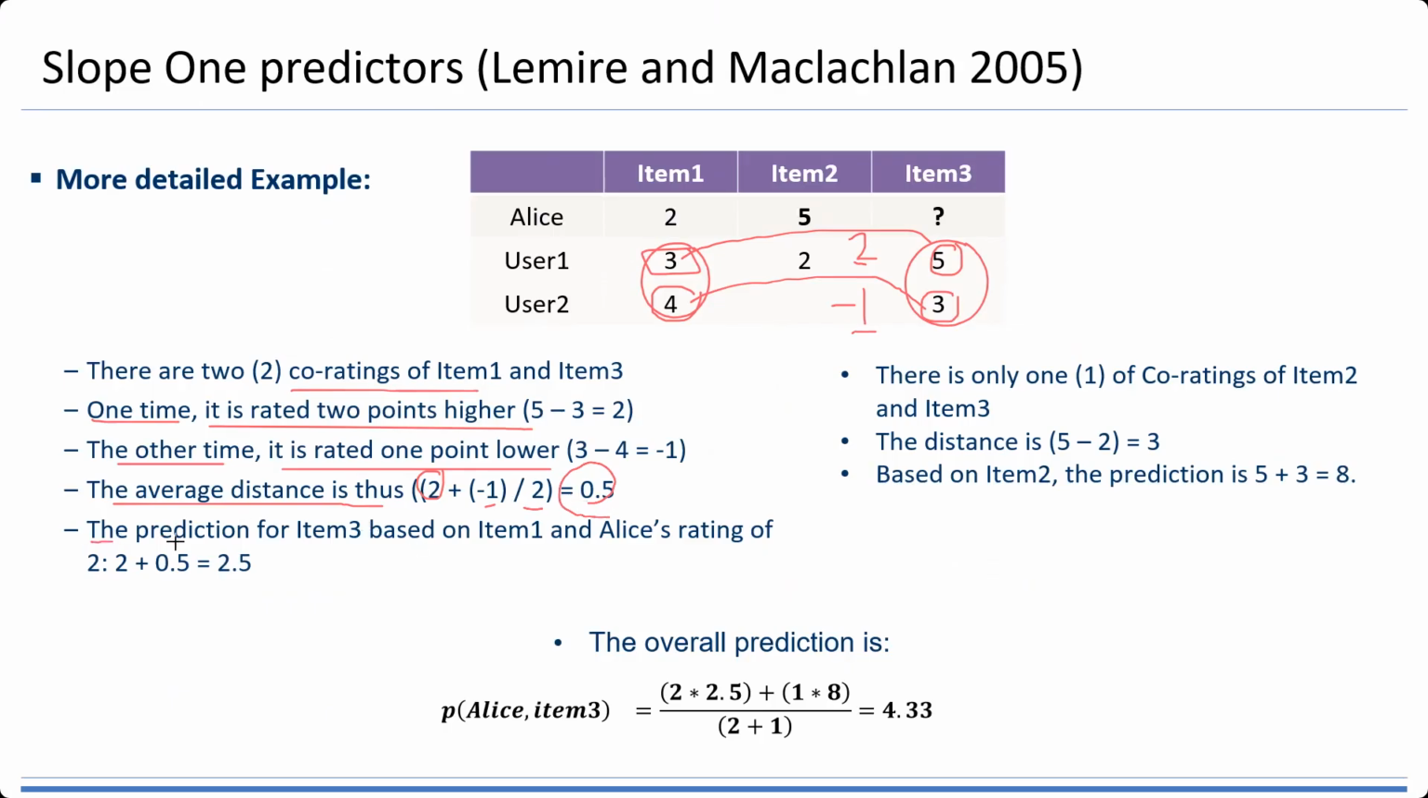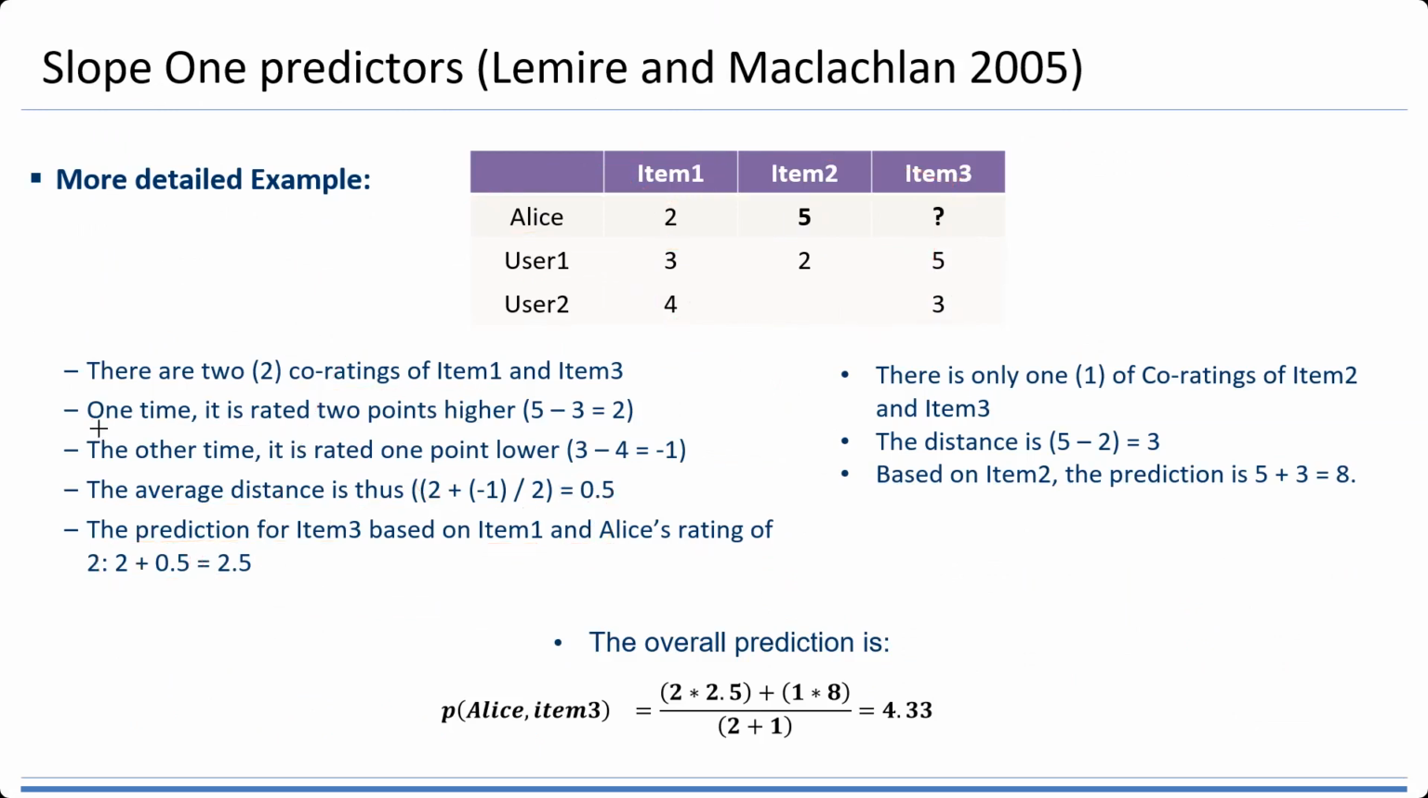And we can do the prediction for item 3 based on item 1 and Alice's rating. How can we do that? Based on item 1, Alice's rating is 2. So 2 will be added with the distance. The distance is 0.5. Then I can do the prediction that Alice will give 2.5 on item 3. This is based on item 1 only.